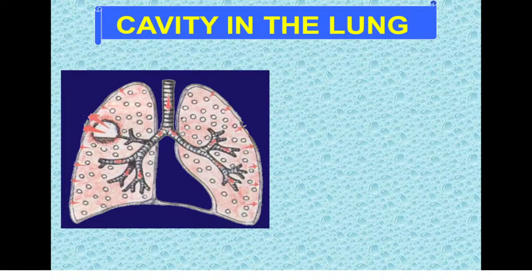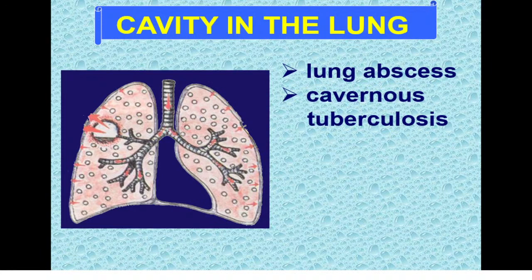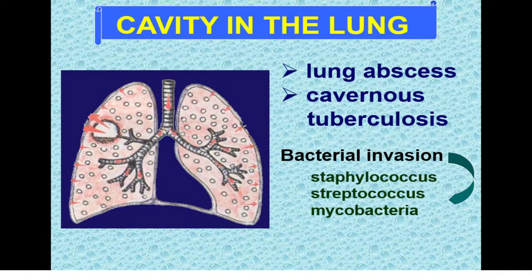Next syndrome, which also appears due to affection of the alveoli, we are talking about cavity in the lung, which appears due to destruction of alveoli. It may be the result of lung abscess or tuberculosis due to specific bacterial invasion, Staphylococcus and Streptococcus, which synthesize specific enzymes which destroy alveoli. And Mycobacterium tuberculosis also has the same destructive properties.